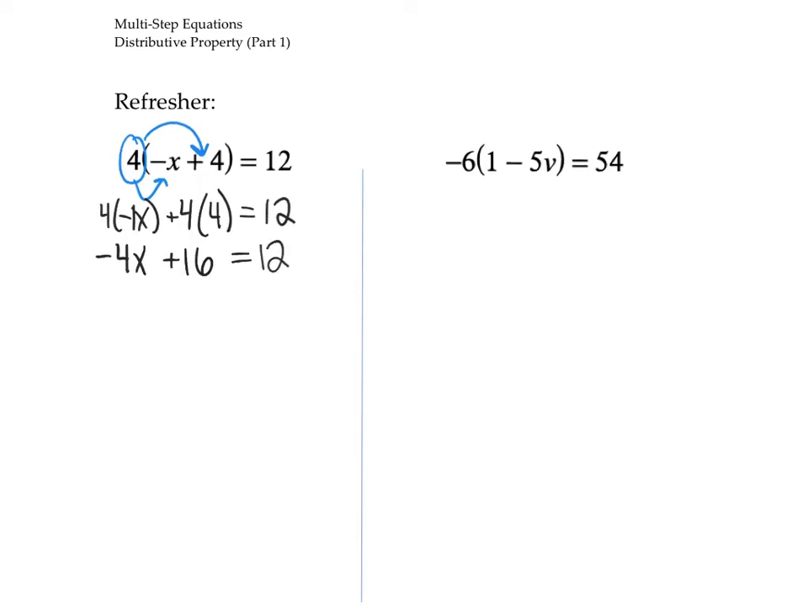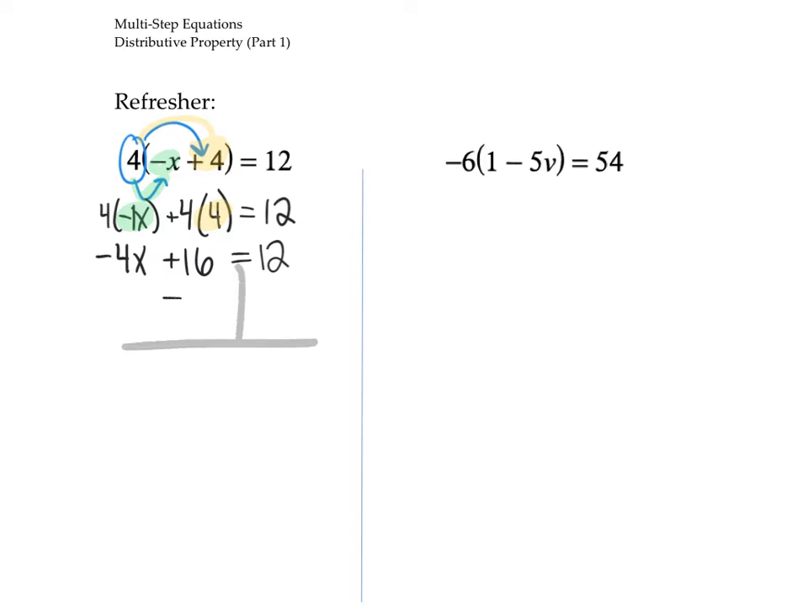And if you're kind of confused as to where that came from, let's take a look. We've got, again, our 4 on the outside. So 4 times a negative x. So 4 times a negative 1x is going to give me that negative 4x. And then 4 times 4 is going to give me that 16. And then I've got a two-step equation, which you guys are rock stars at solving.